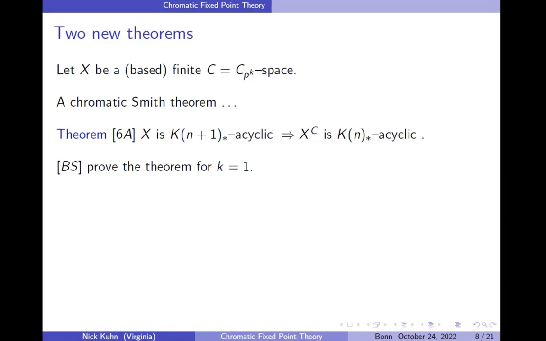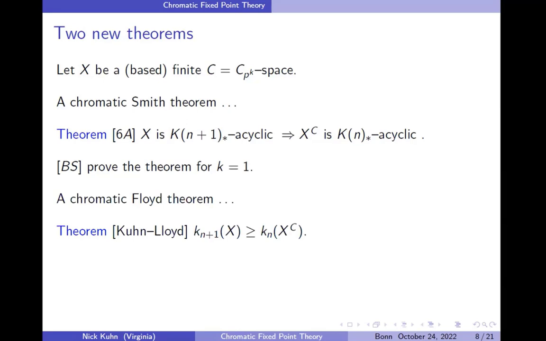The first paper by Balmer and Sanders proved this just when K equals 1, because they prove it for just a cyclic group of order P. The fact that they proved this theorem really changed one's guesses about what was happening. And Chris and I are able to show this stronger version under the same hypothesis.